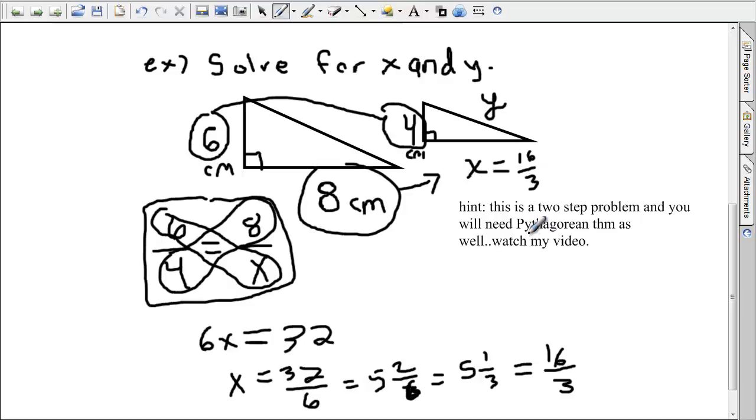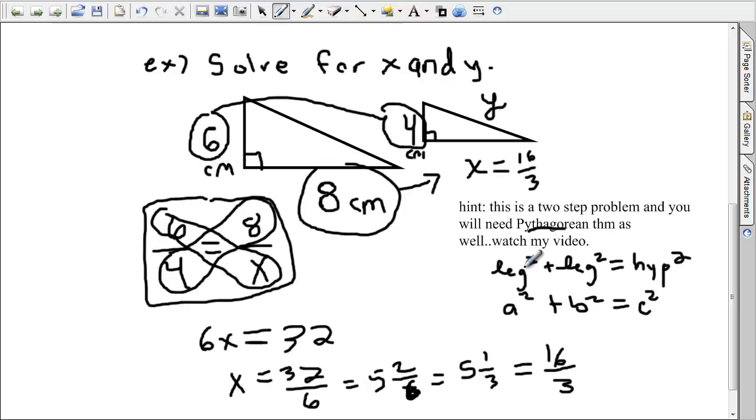Now, we need Pythagorean theorem to help us solve for y. If it's been a while, Pythagorean theorem: leg squared plus leg squared equals hypotenuse squared. We have a right triangle, so you may be thinking about a squared plus b squared equals c squared. I'm just saying it in easy language. Leg squared plus leg squared equals hypotenuse squared.